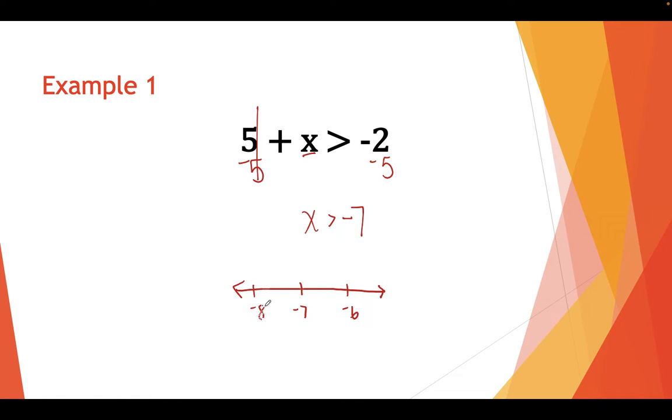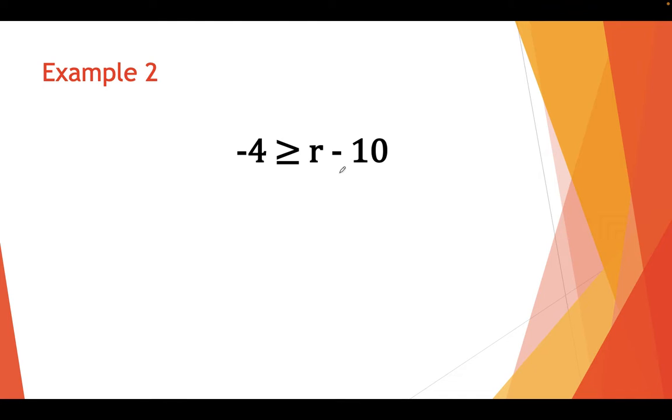When I draw my number line, I like to put the number that is in my solution right in the middle, and then one to the right and one to the left. Since this is greater than, that is an open circle, and all the values bigger than -7 are to the right of -7.